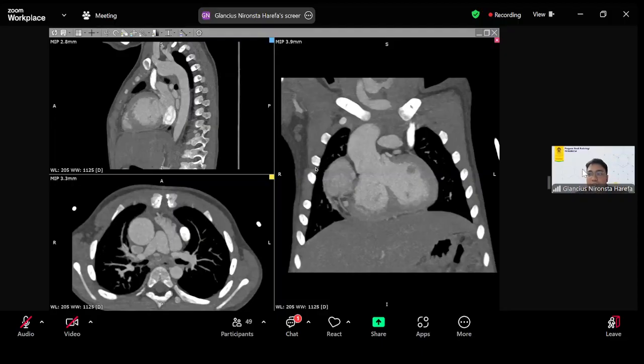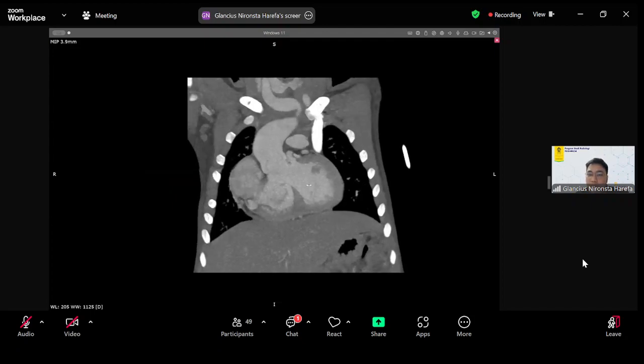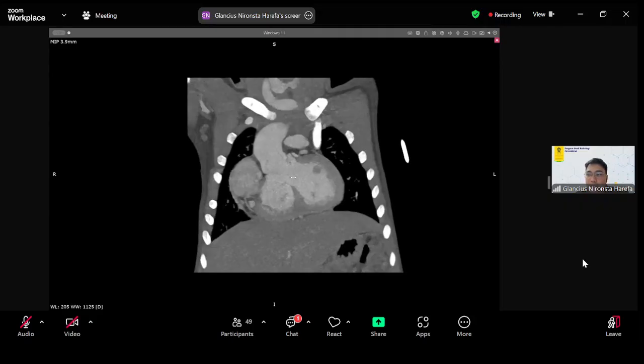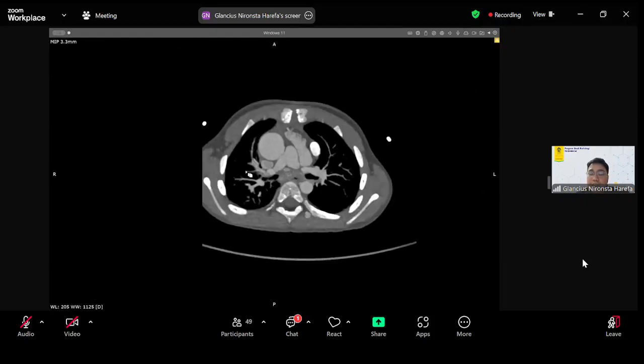This is a contrast cardiac CT examination of a 4-year-old male patient presenting with cyanosis during episodes of crying. In this examination, we can observe several cardiac abnormalities, including ventricular septal defect and overriding aorta. There is also a stenosis of the RVOT. This is consistent with a tetralogy of Fallot appearance.